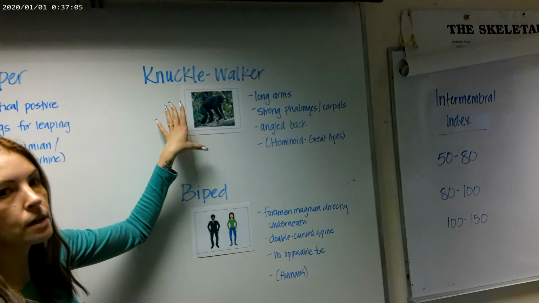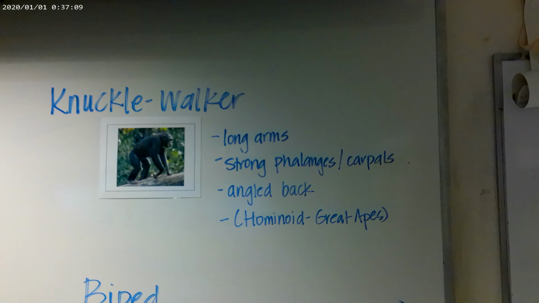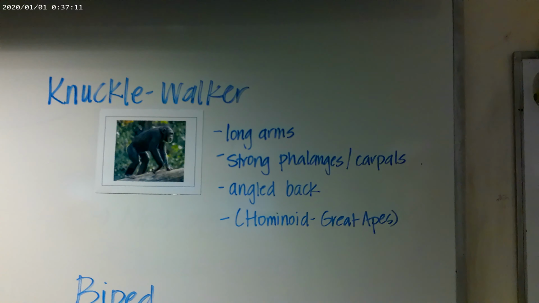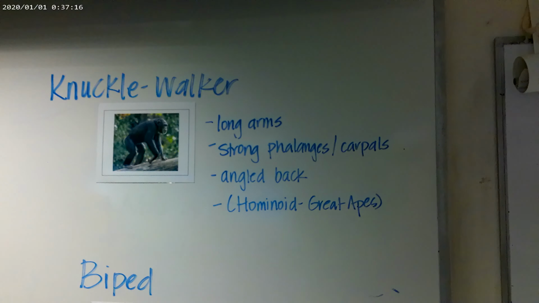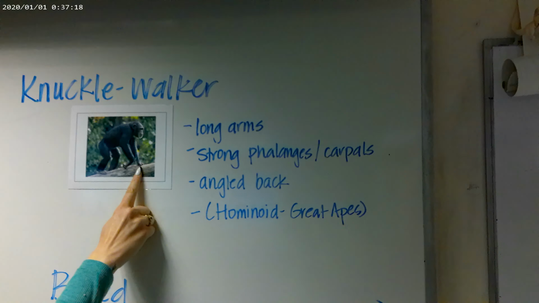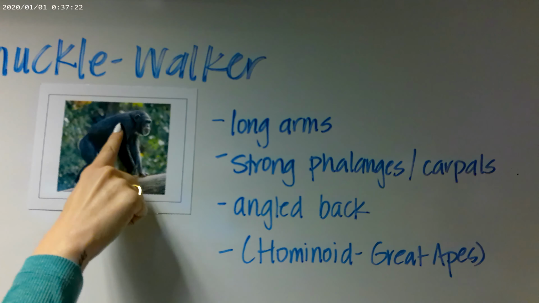Next we come to our knuckle walkers. These have very long, powerful arms, very strong phalanges and carpals, your finger and wrist bones, because as you can see, they are actually walking on their knuckles. They also have an angled back.